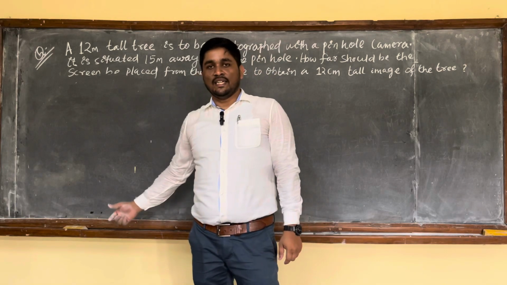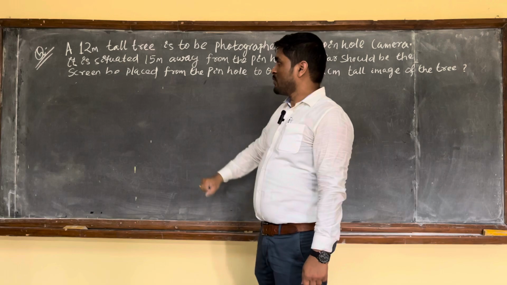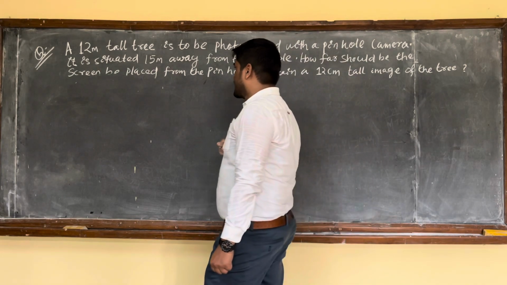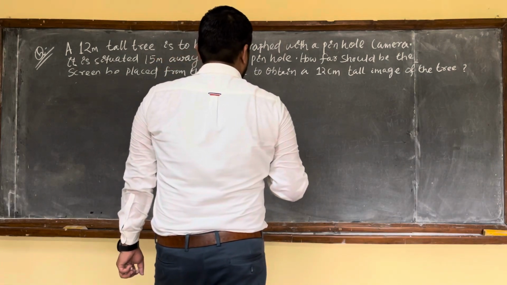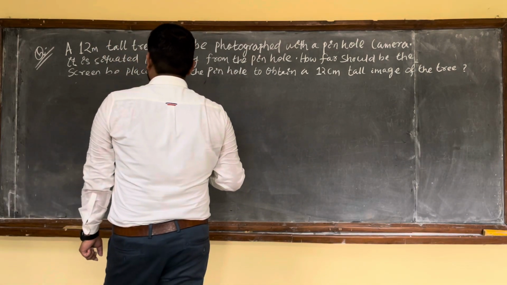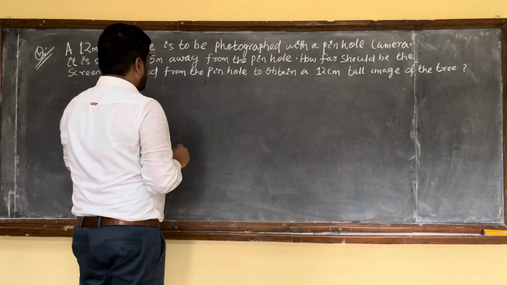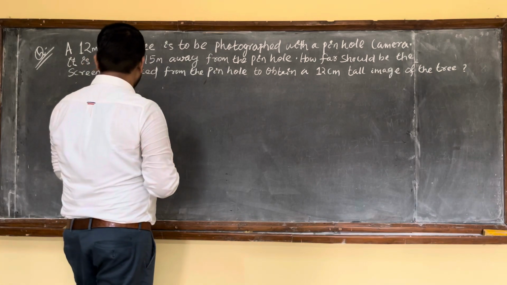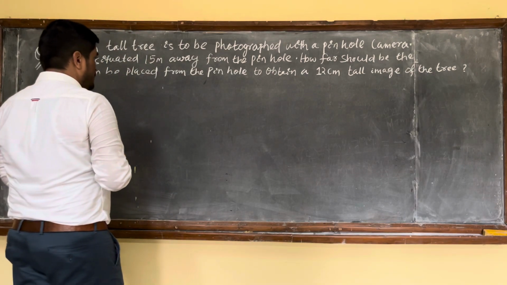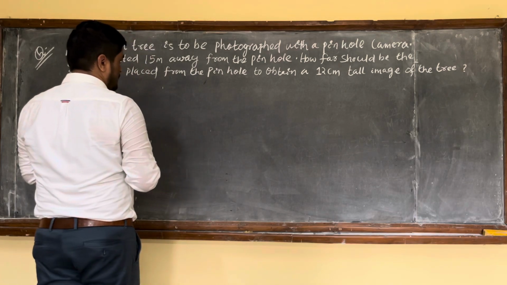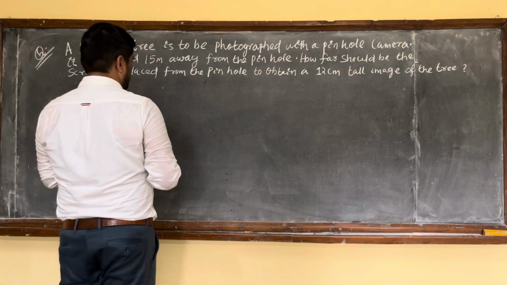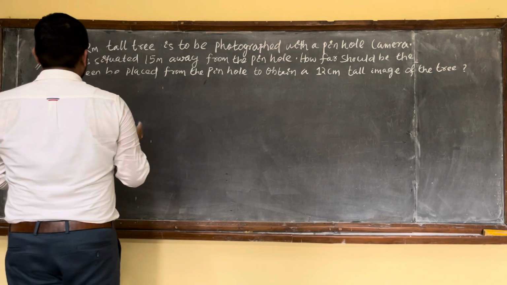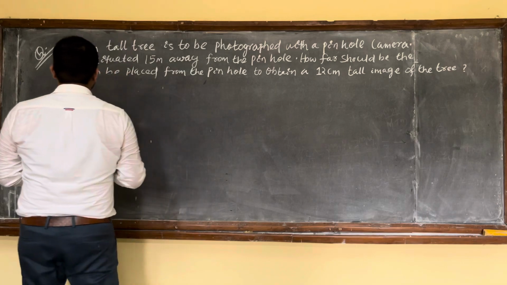So today we have to solve a question. The question is, a 12-meter tall tree is to be photographed with a pinhole camera. It is situated 15 meters away from the pinhole. How far should the screen be placed from the pinhole to obtain a 12 centimeter tall image of the tree? So first you have to write what is given in the question.